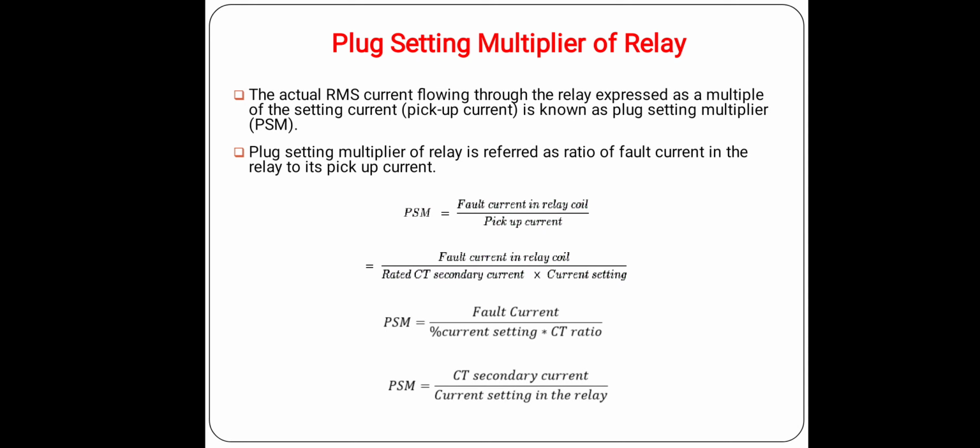That means this is the multiple of the current flowing through the relay. The actual current flowing in the relay, in terms of multiple of the current setting, is basically known as PSM. There are different formulas for PSM. All formulas are the same, but we will use different parameters to find the PSM. So we say that it is fault current upon percent current setting into CT ratio. Another term for PSM is CT secondary current upon current setting in the relay.